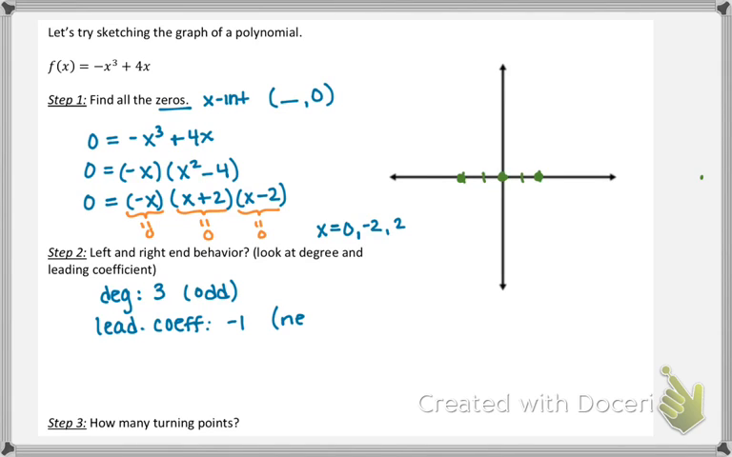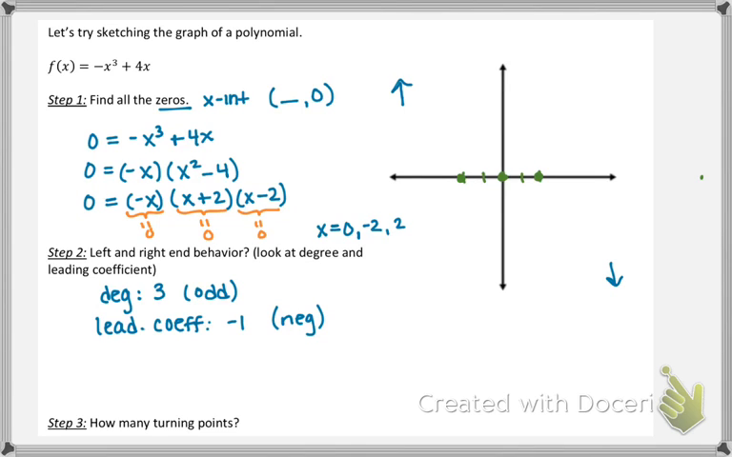So because it's negative, I know that eventually on the right side, think of your line, it's going to go down. So I know that it's going to go down on the right, which means that on the left side, it's got to go up. Okay, so for all odd degrees, I want you to think of the line. And for all even degrees, I want you to think of the parabola to help you make that relationship.